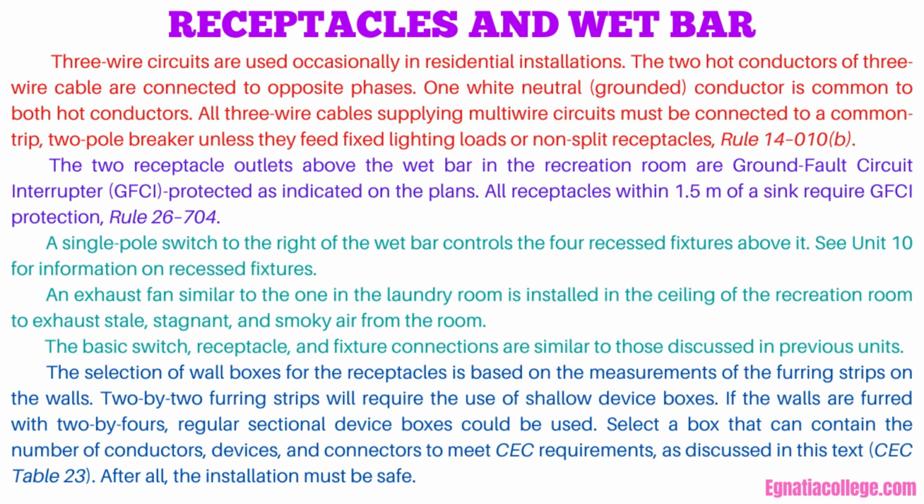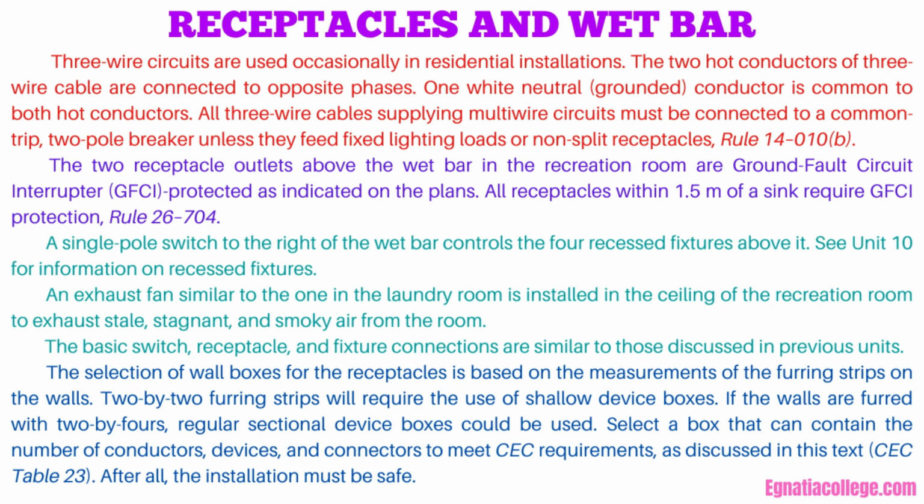All receptacles within 1.5 meters of a sink require GFCI protection, Rule 26-704. A single pole switch to the right of the wet bar controls the 4 recessed fixtures above it. See Unit 10 for information on recessed fixtures. An exhaust fan similar to the one in the laundry room is installed in the ceiling of the recreation room to exhaust stale, stagnant, and smoky air from the room.